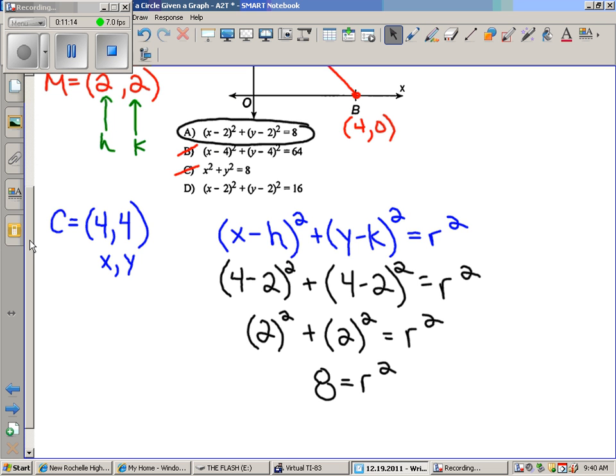Remember the equation of a circle, r squared. R squared turns out to be 8. 8's right there. That's the answer.